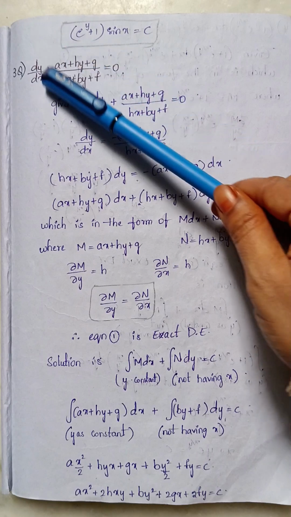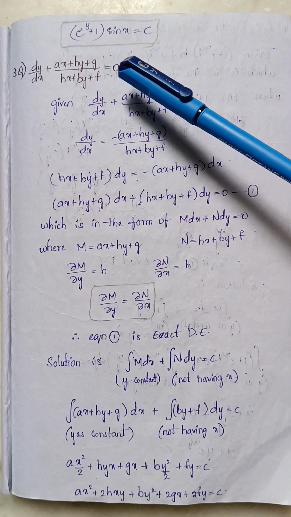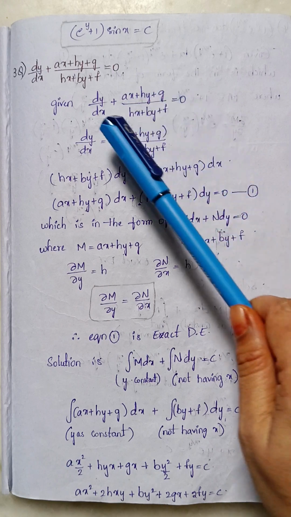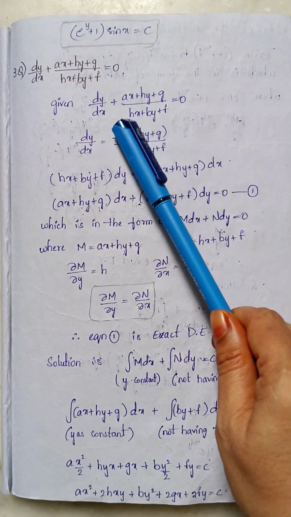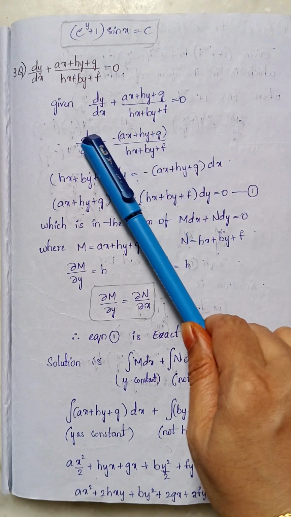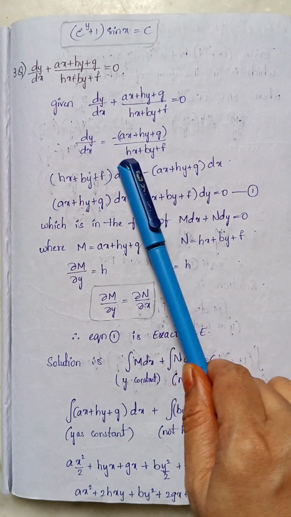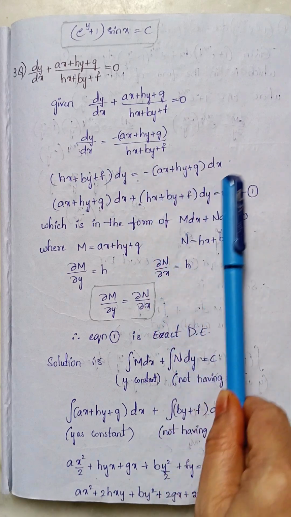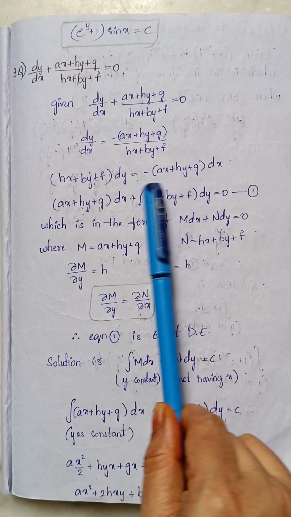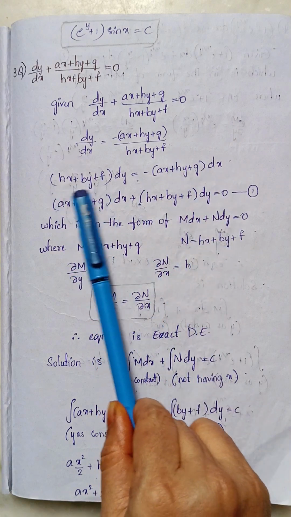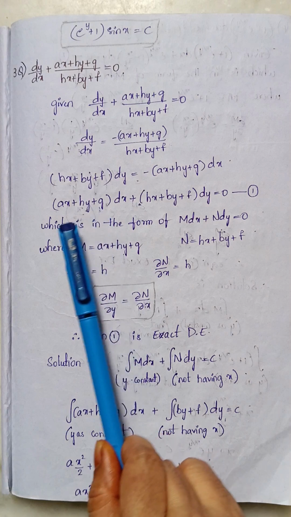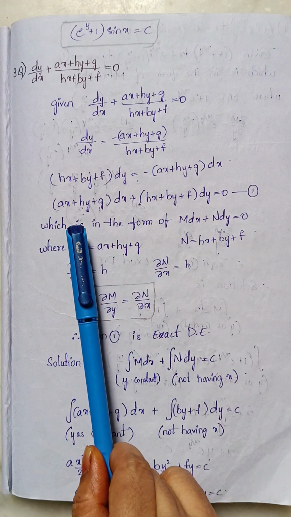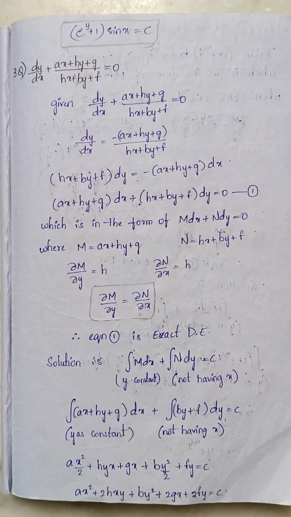dy by dx plus this function equal to 0, which is not in the form of M dx plus N dy equal to 0. So we convert it into this form by taking the term to the right side, so it will be minus of this term. Again take cross multiplication. Now (hx plus by plus f) dy equal to minus of this into dx. Now take this dx term to the left side, then it will be plus. So this function into dx plus this function into dy equal to 0. Now it is in the form of one function into dx plus some function in x and y into dy, that is M dx plus N dy equal to 0 form.